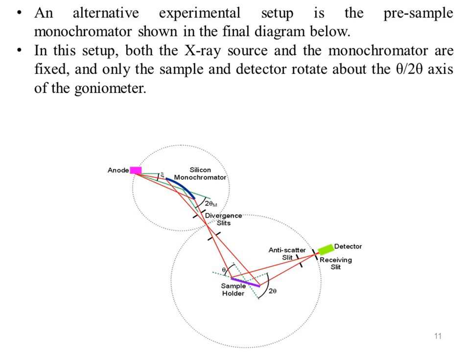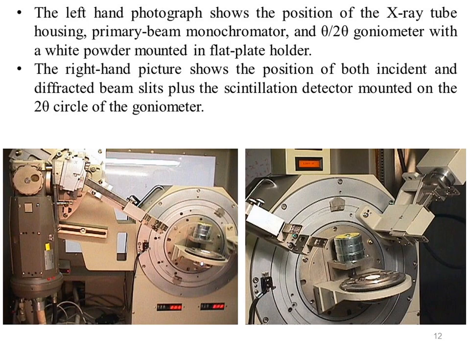The left hand photograph shows the position of the X-ray tube housing, primary beam monochromator and theta over 2 theta goniometer with the white powder mounted in a flat plate holder. The motor for spinning the sample is clearly visible just above the sample position. The right hand picture shows the position of both incident and diffracted beam slits plus the scintillation detector mounted on the 2 theta circle of the goniometer.